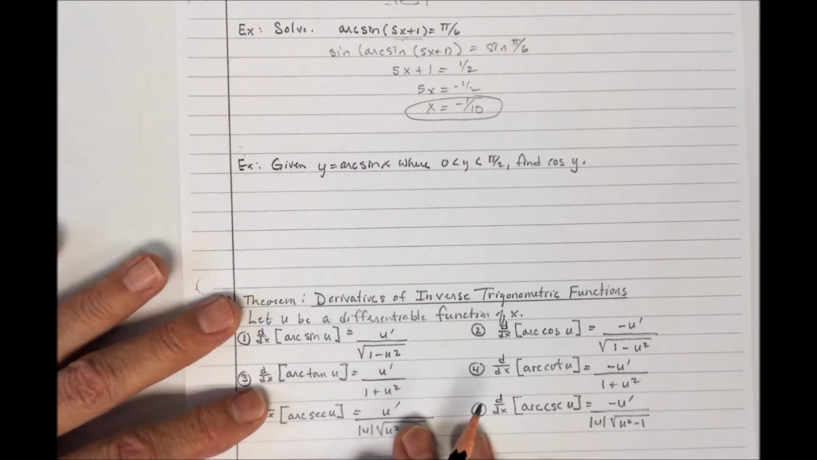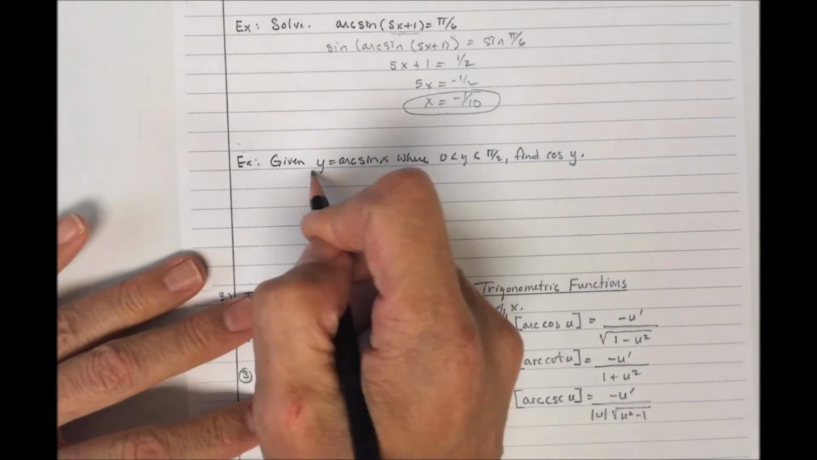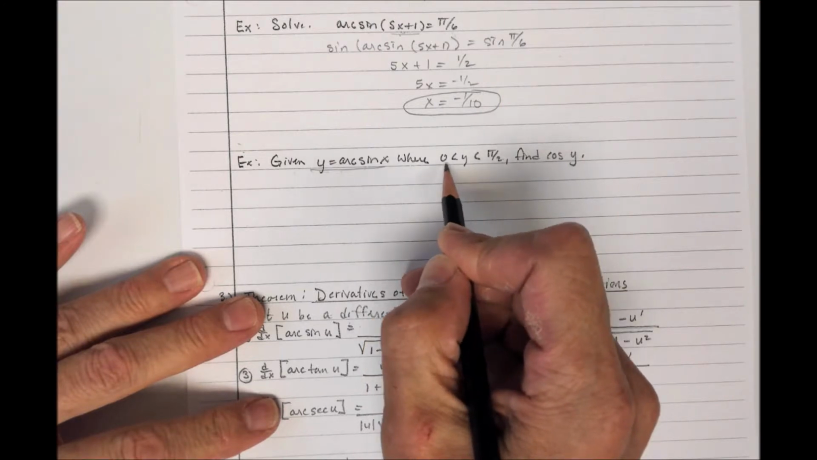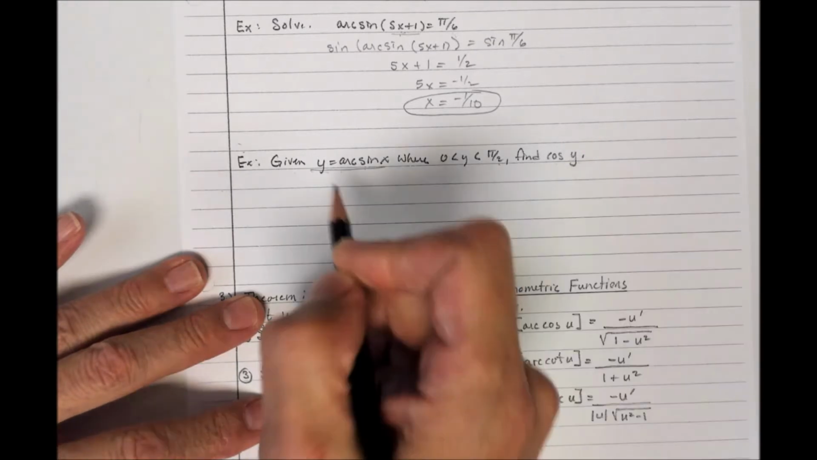Okay. Now, this one's a little bit tricky. At least students that I have worked with in the past seem to find this one a little bit tricky. I don't think it's all that bad myself, but then, what do I know? So what I'm going to do here is solve and find the cosine of y, but my answer is not going to be a nice, neat number like 2 or something. It's going to be kind of an unusual one. It says given y equals the arcsine of x, where y is between 0 and pi over 2, let's find the cosine of y.